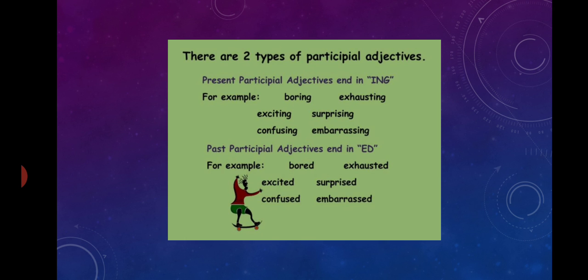In first place, let me tell you that there are two types of participial or participle adjectives. We have present participial adjectives, the ones that end in ing, like boring, exciting, confusing, surprising, exhausting. And also we have past participial adjectives. Those are the ones that end in the ed. For example, we have bored, exhausted, excited, surprised, confused, or embarrassed.